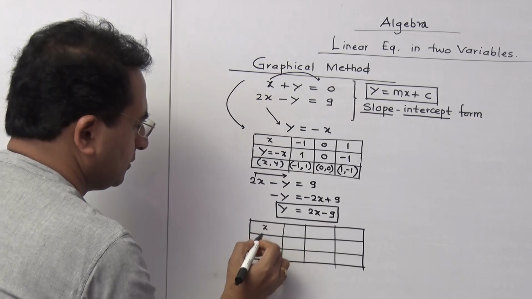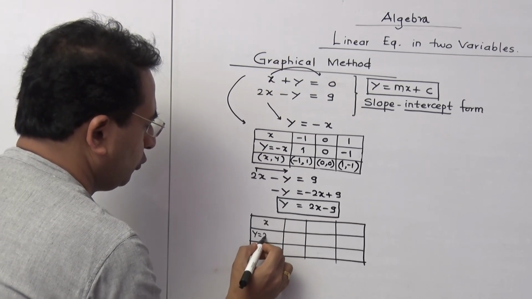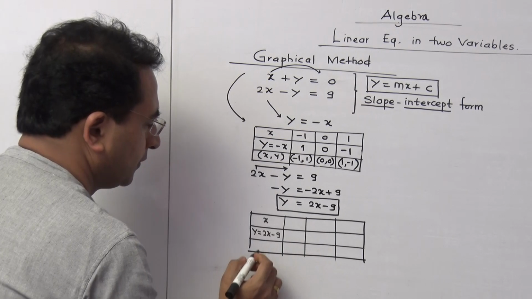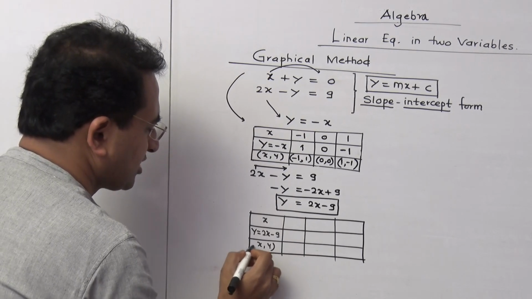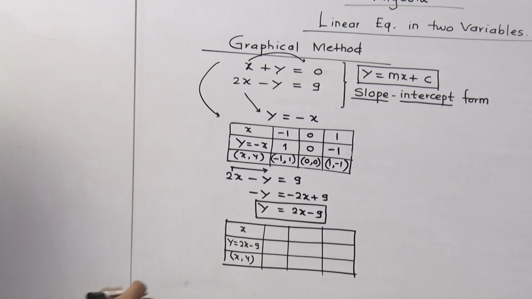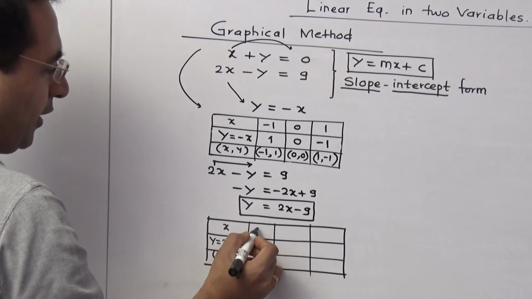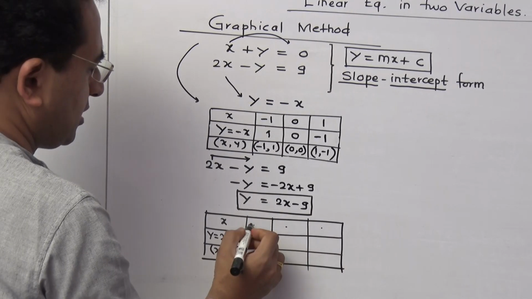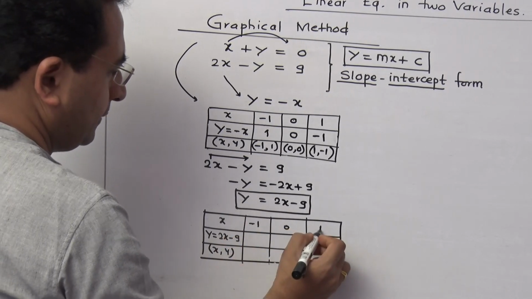First we will write x, then y is equal to 2x minus 9, and then in the last row we are going to write x comma y. Now the points are to be located like this. Suppose if you take minus 1, 0, 1 here, what happens now? I'll just tell you, don't write that.